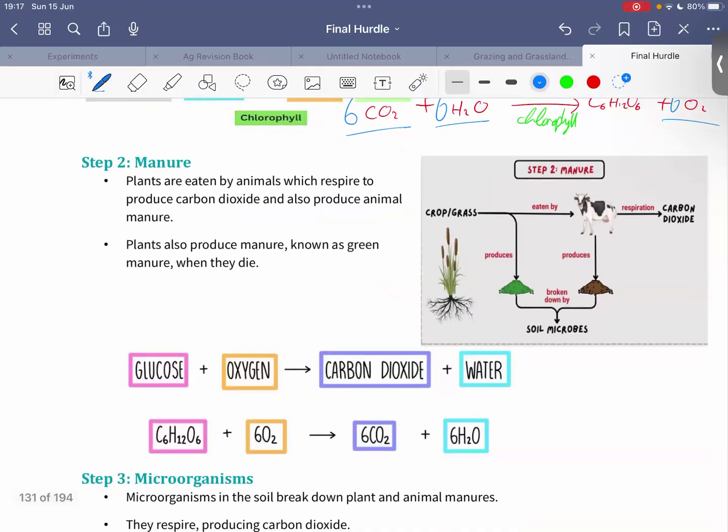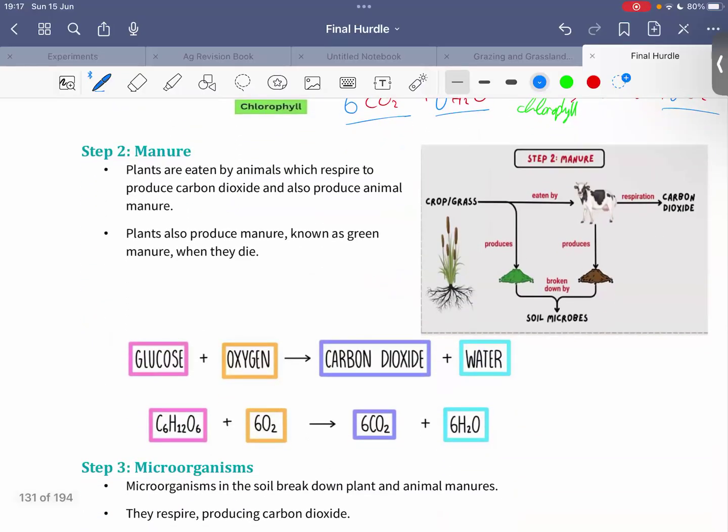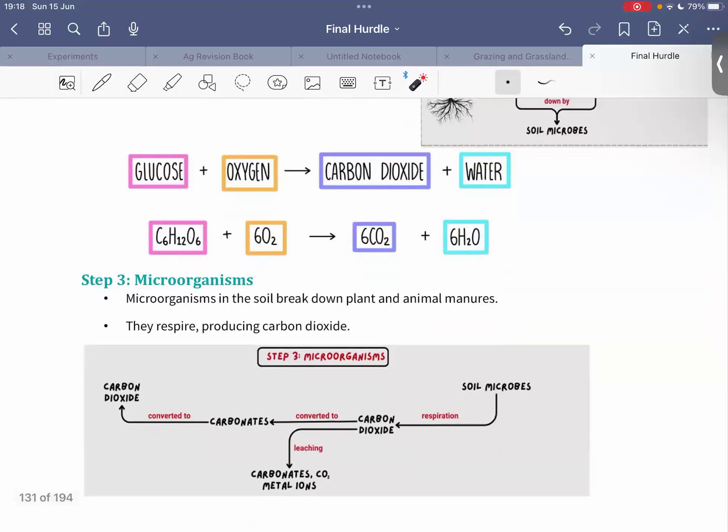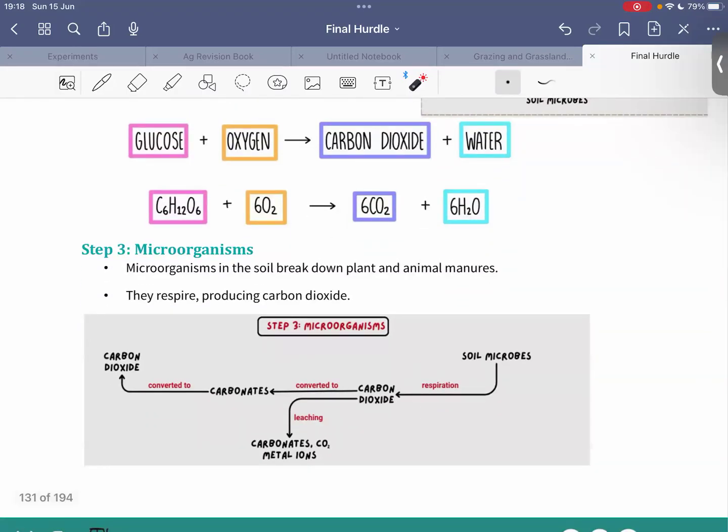Right. On to our manures. Plants are eaten by our animals, which respire to produce carbon dioxide. So carrying out respiration to produce carbon dioxide. Plants are going to produce green manure when they die. Exact same as our nitrogen cycle. So the crop is going to be eaten by our cow, who carries out respiration, releasing carbon dioxide into the atmosphere. He's going to produce animal manure. The crop dies, produces green manure, and again is going to be broken down by your soil microorganisms. Your soil microorganisms, what are they going to do with it?